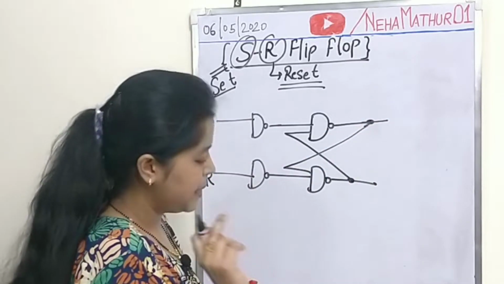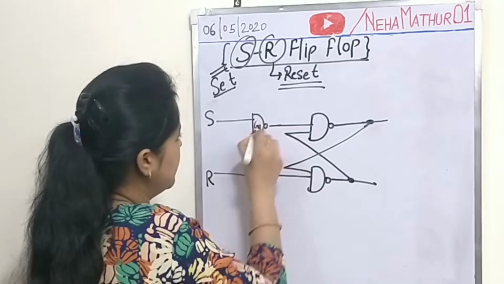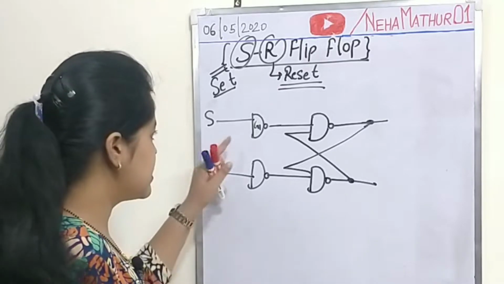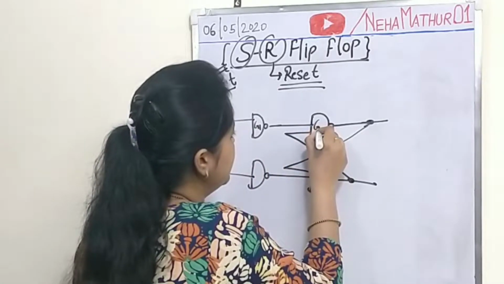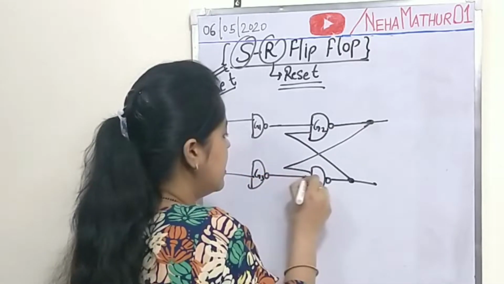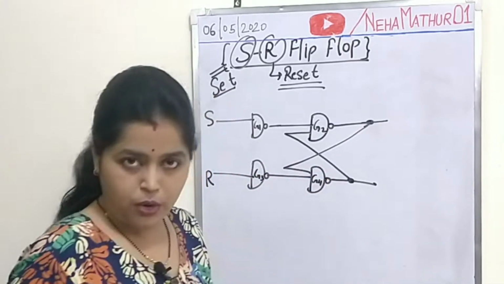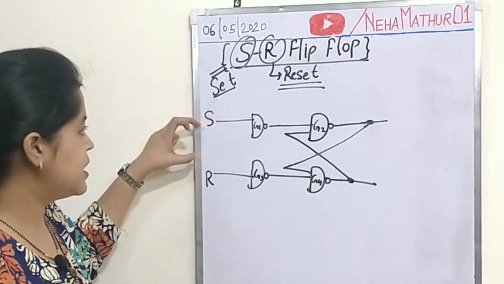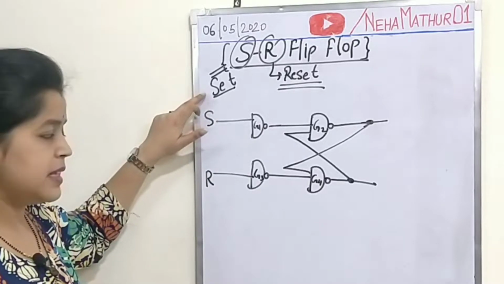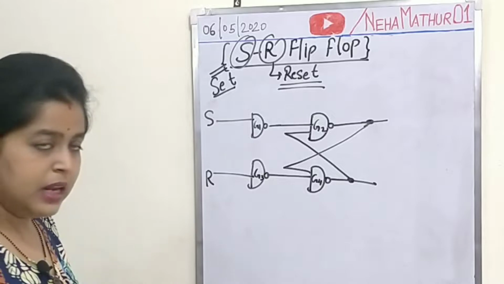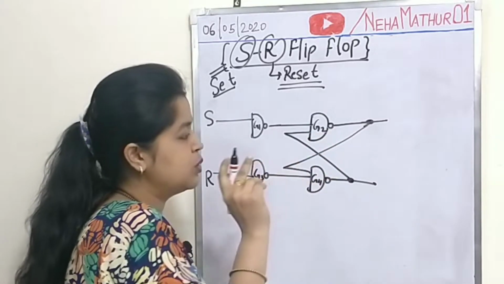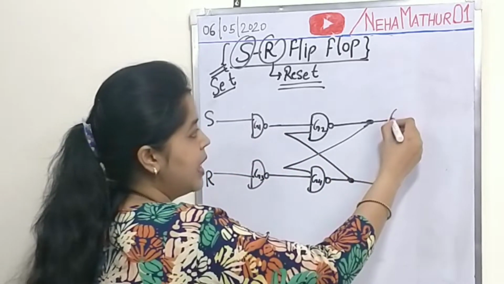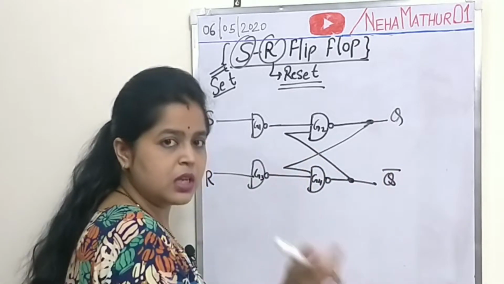See, I am again repeating: I am drawing the SR flip-flop with the help of 4 NAND gates. The first gate is G1, the second gate is G2, the third gate is G3 and the fourth gate is G4. Now these first 2 NAND gates are directly connected with the main inputs S, that means set, and R, reset, while the back NAND gates are in the form of a cross coupling structure, and here you will have 2 outputs represented by Q and Q bar.